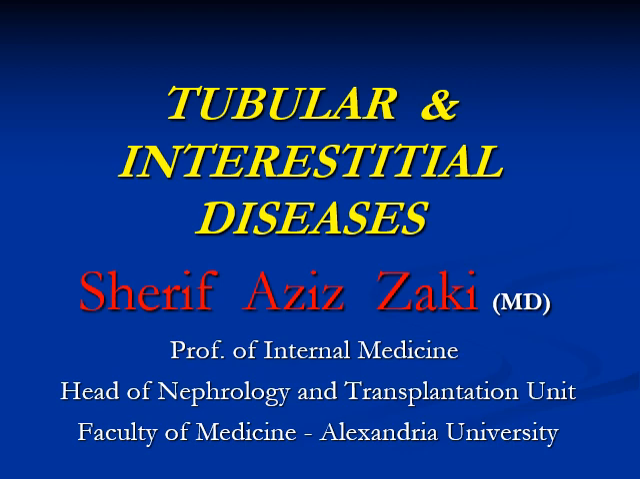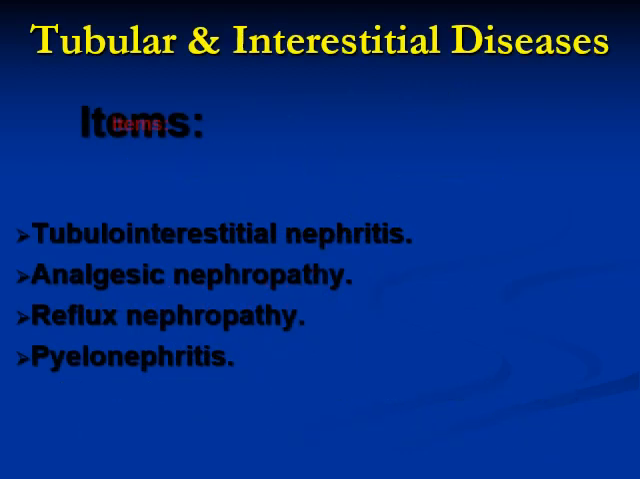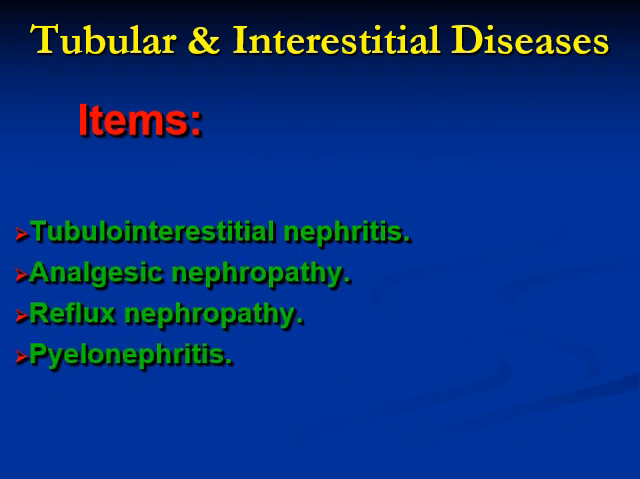Although the tubules and the interstitium are distinct functional entities, they are interrelated. Injury involving one of them results in damage to the other. The items that will be discussed are tubulointerstitial nephritis, analgesic nephropathy, reflux nephropathy, and pyelonephritis.